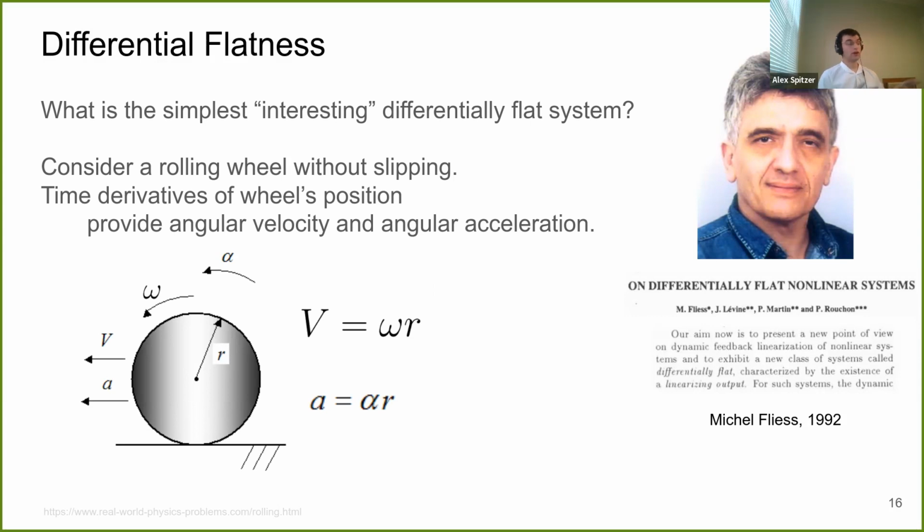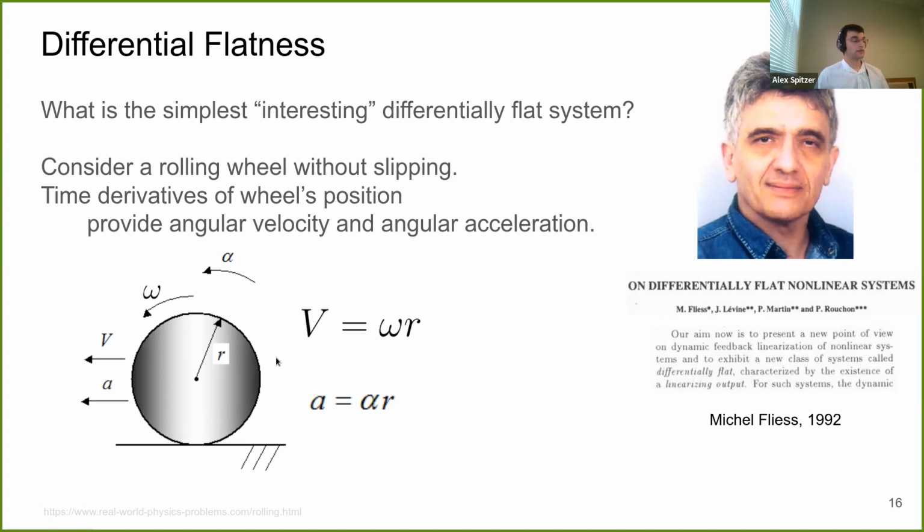So if you think about a wheel rolling along a line, the wheel has some angular velocity, but it's also moving along the line with some velocity v. And because of the constraint that the wheel is not slipping, we can derive this relationship between the velocity of the wheel and its angular velocity, and it's just multiplied by the radius.